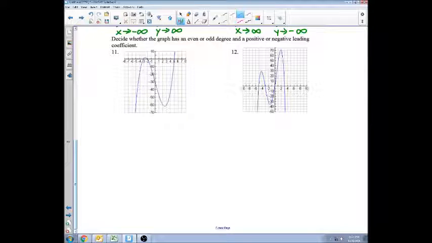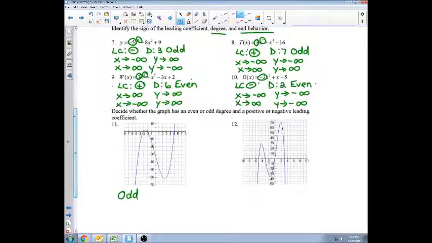Decide whether the graph has an even or odd degree. That's easy. We can tell if it has an even or odd degree depending on what our end behaviors are doing. If they are going opposite of each other, O, opposite, odd, okay? And does it have a positive or negative leading coefficient? Well, remember that the right-hand side, or the bottom y, when I have an odd degree, will take the sign of the leading coefficient. Well, here's my right-hand side. It's going up, so the sign for that would be positive, right? Which means that it has taken the sign of the leading coefficient, so the leading coefficient sign would be positive.